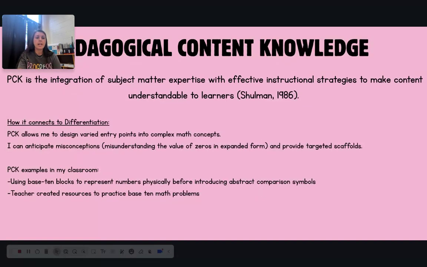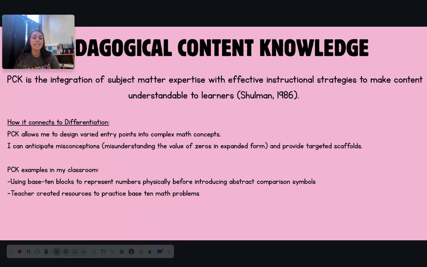The PCK is integration of subject matter expertise with effective instructional strategies to make content understandable for learners. It connects to differentiation because it allows me to design varied entry points into complex math concepts. So I can anticipate misconceptions. So, for example, misunderstanding the value of 0 in expanded form, and provide targeted scaffolds.